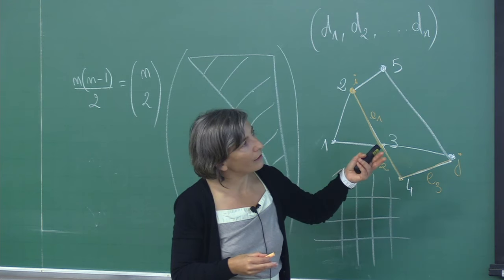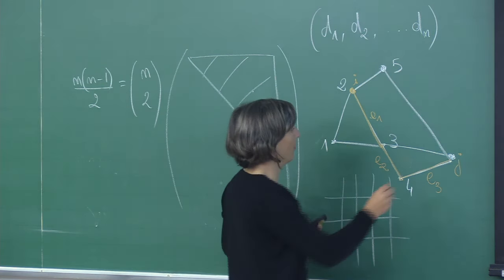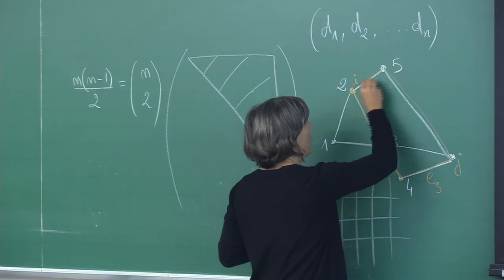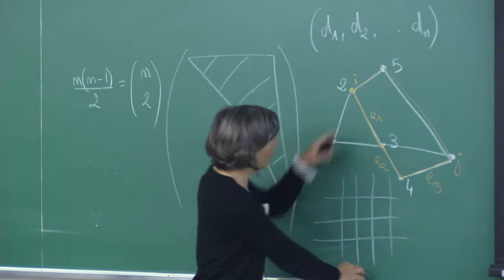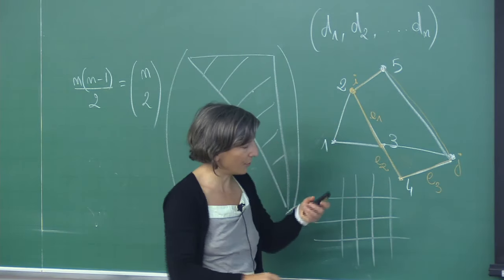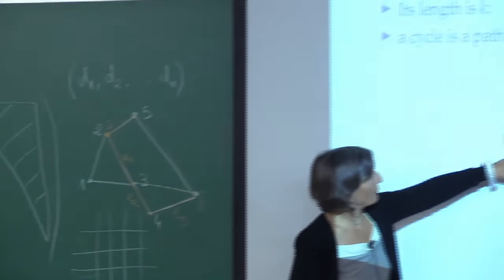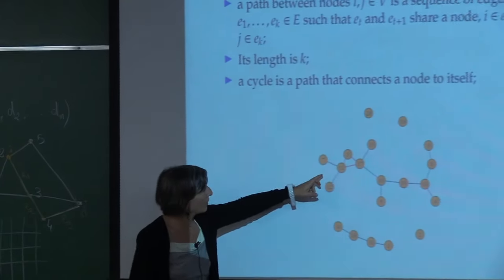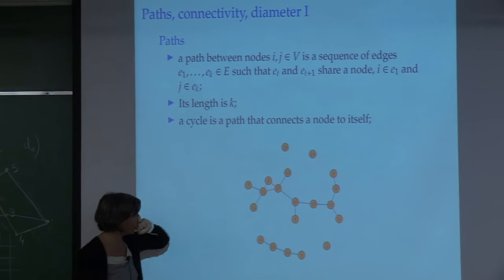And a cycle is a path that connects a node to itself. So if I go here and here, I have defined a cycle. From there up to here, that's a cycle. And here I have drawn just a cycle, and we can look at different paths in that graph, etc.